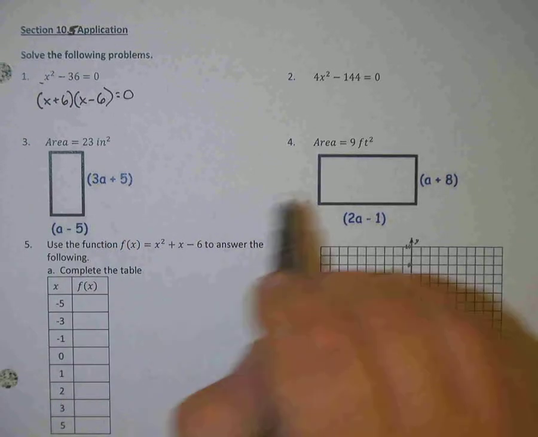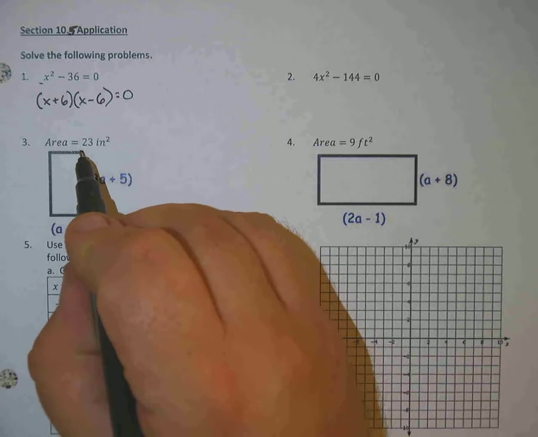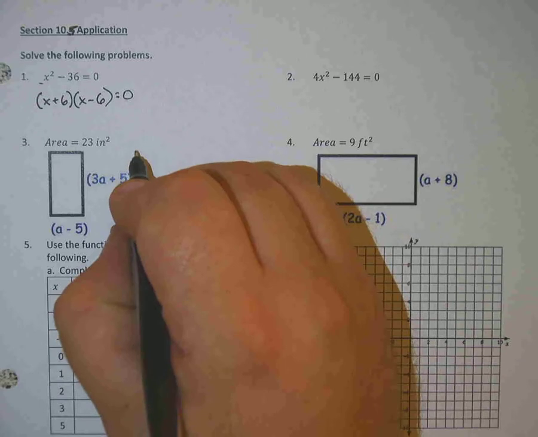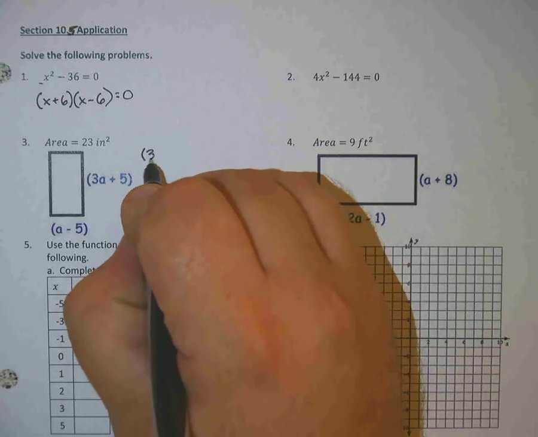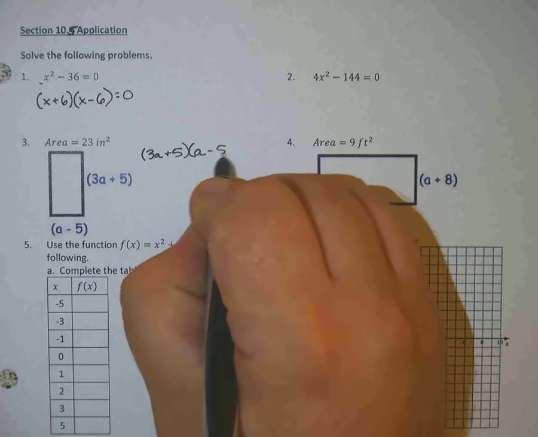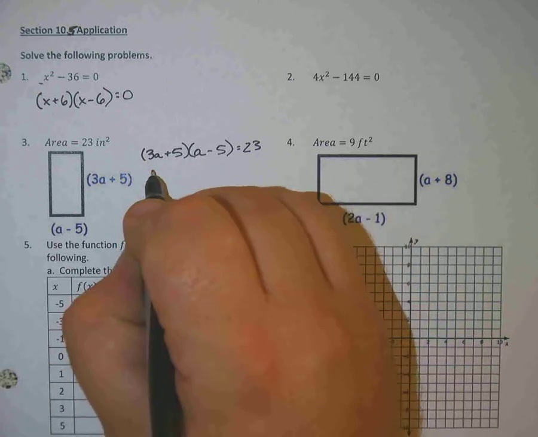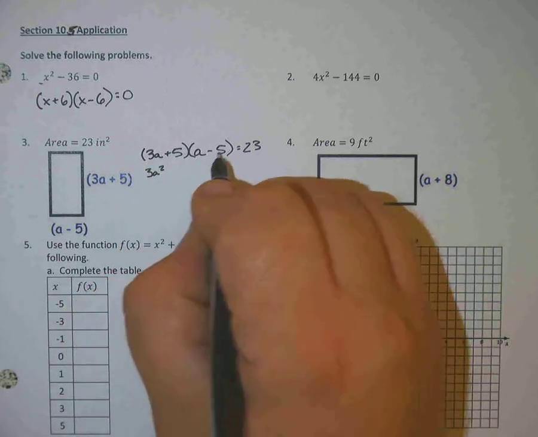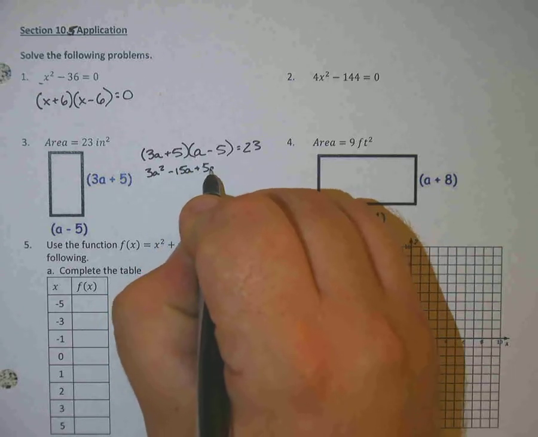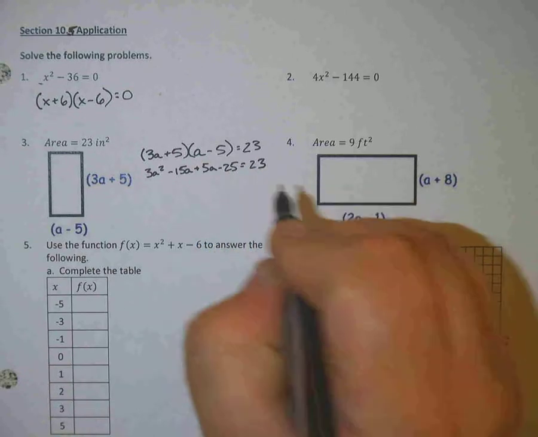I want to look at these next two problems because they're fairly difficult. It tells me here that the area is 23 inches squared, and I know the two dimensions of the rectangle. So to find the area, I want to multiply those together, and that's going to equal 23. When I do that, I get 3a squared minus 15a plus 5a minus 25, and that still equals 23.